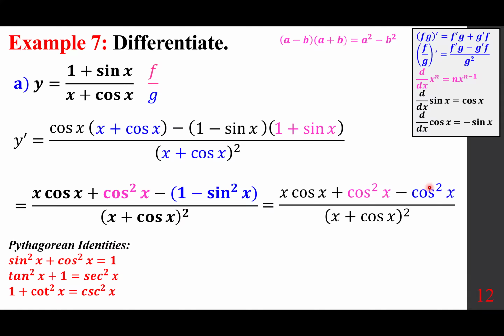We can cancel these two, and the numerator is just x cosine x. The final answer y prime is x cosine x over the parentheses x plus cosine x quantity squared, and we are done.